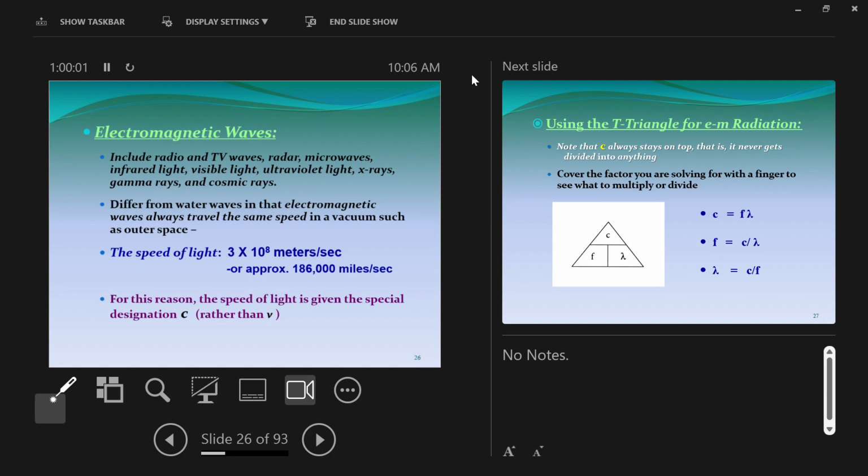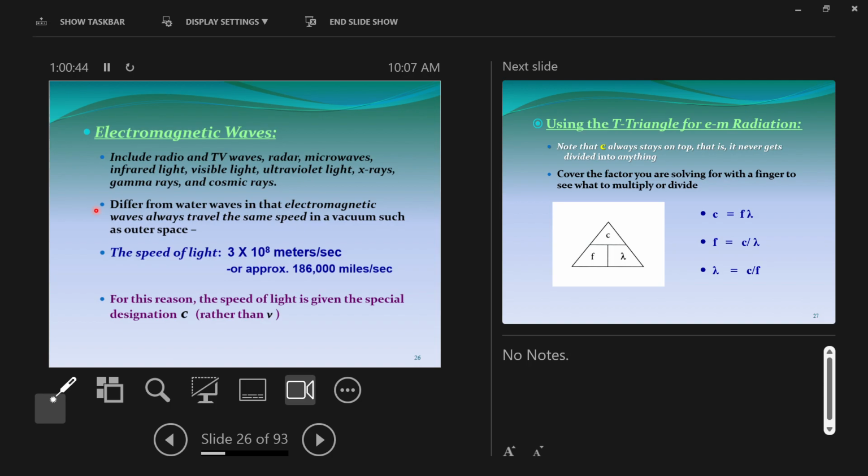So anyways, light doesn't work like that. Matter waves do not work like light waves do. Light waves are different. Electromagnetic waves include radio, TV, radar, microwaves like your microwave ovens, infrared light like the heat that you feel, visible light, what's letting all of us see each other right now, ultraviolet, X-rays, gamma, cosmic rays. All of these things are waves, but they're not matter waves. They're electromagnetic waves. They differ from water waves in that they always travel at the same speed.